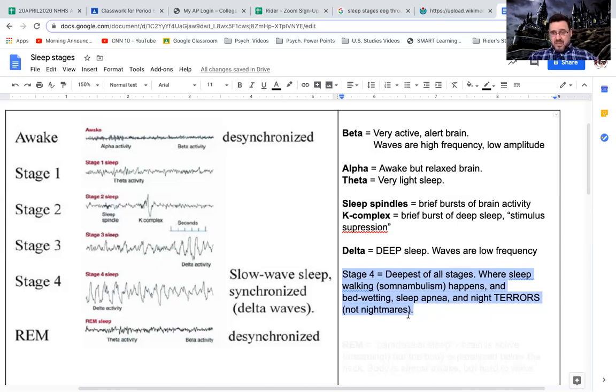Now, since we know stage 4 is the deepest of all the stages, hopefully it will make sense that this is where our most extreme sleep disorders happen, like sleepwalking, or what we call technically somnambulism. Ambulism means walking. If you ambulate around, you're walking. Som or somna, that prefix means sleeping. Okay, so somnambulism is a sleep disorder called, it's sleepwalking. This happens in stage 4, folks, sleepwalking.